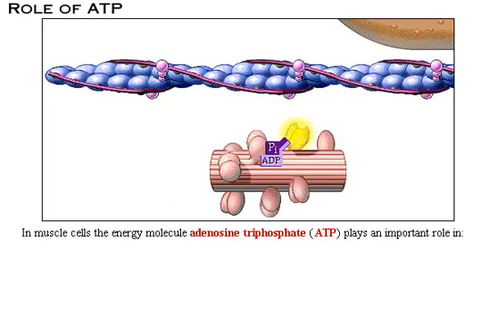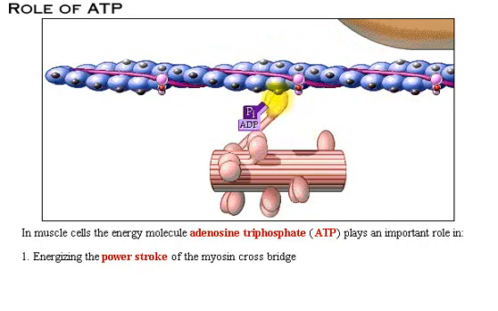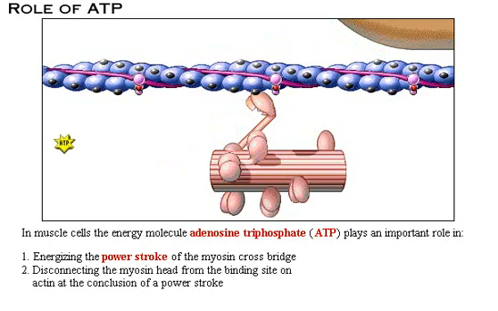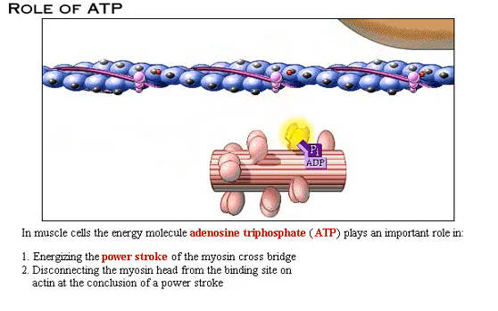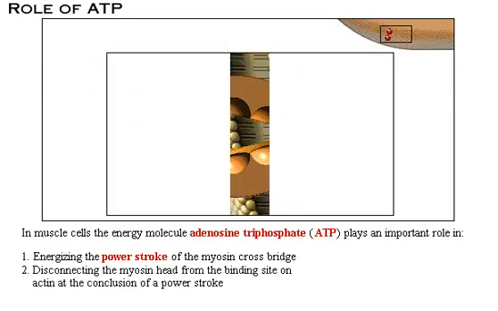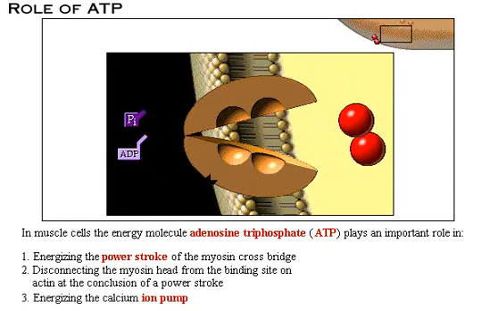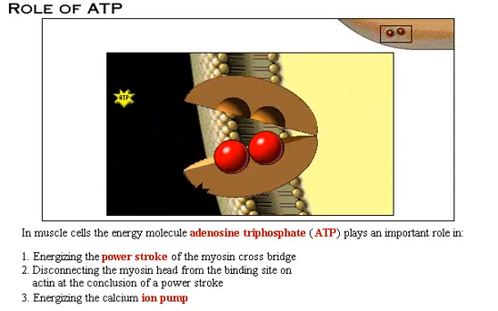In muscle cells, the energy molecule, adenosine triphosphate, ATP, plays an important role in 1. Energizing the power stroke of the myosin cross-bridge. 2. Disconnecting the myosin head from the binding site on actin at the conclusion of a power stroke, and 3. Energizing the calcium ion pump, which actively transports calcium ions back into the sarcoplasmic reticulum.